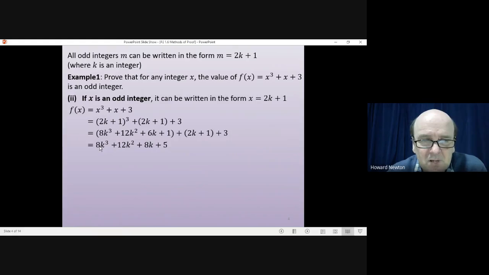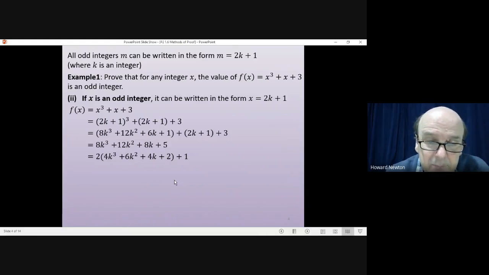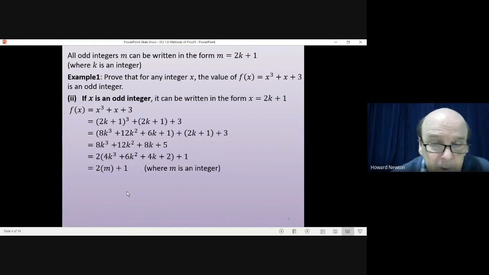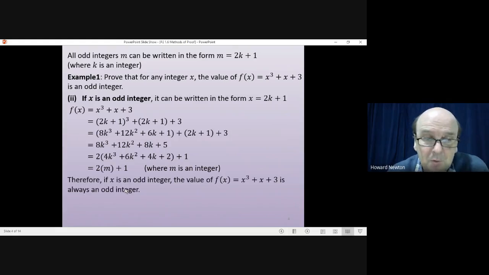Now we do exactly the same as we did in the case where x was even. We're going to factorize by dividing by 2, which gives us 2 into 4k cubed plus 6k squared plus 4k plus 2. And 2 times 2 is 4. So again, we get a remainder of 1, which we write outside the bracket. This term in the brackets must be an integer. So we have something of the form 2m plus 1, where m is an integer. And what that means is that if x is an odd integer, then the value of x cubed plus x plus 3 will also be an odd integer.